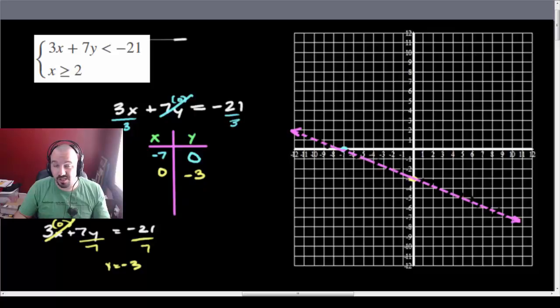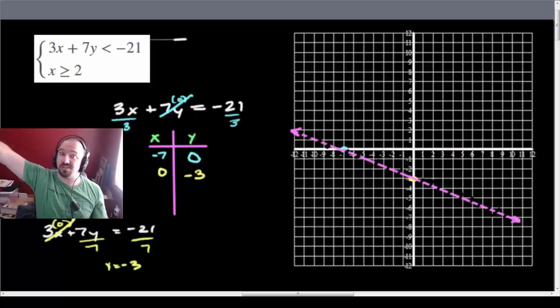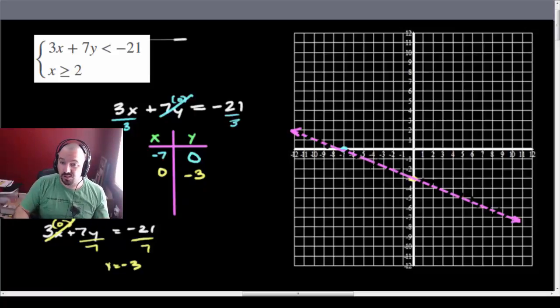If the point proves out to be true, it is a solution. There's only two types of solutions we can have: one side or the other side. So if one point on one side of this line is true, that whole side is true. So I'm going to choose a point not on the line, and this point right here, 0, 0, is a nice easy one. That means my x value is 0 and my y value is 0.